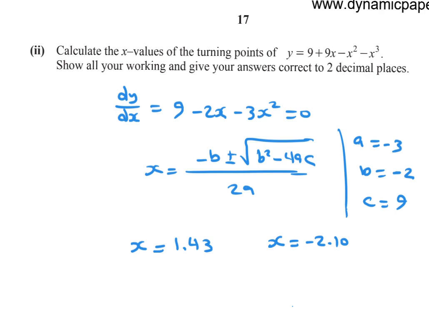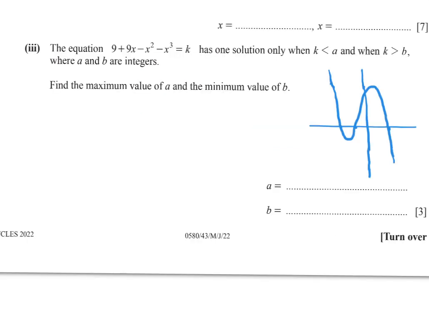2.10, to three significant figures. Part three, the equation 9 plus 9x minus x squared minus x power 3 equal k has one solution only when k is less than a and k is more than b, where a and b are integers. Find the maximum value for a and the minimum value for b.